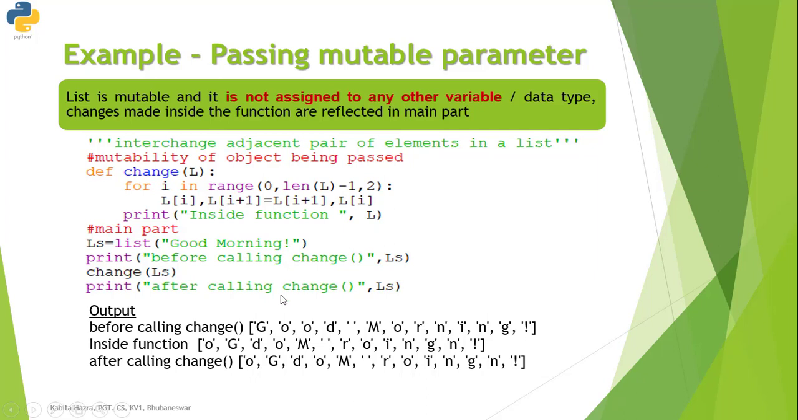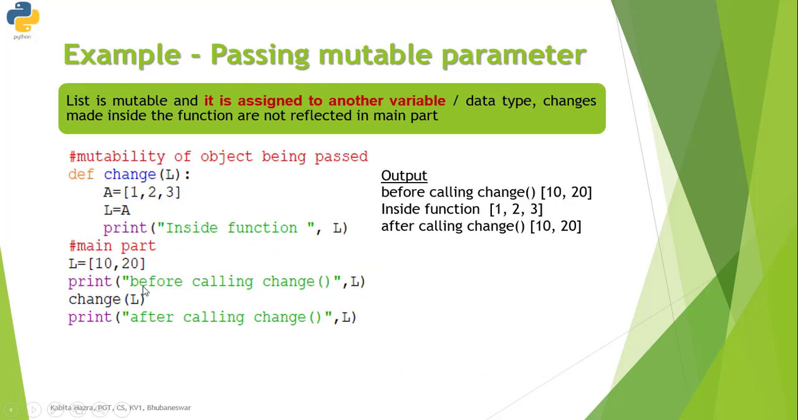Here we have tried to interchange the values of a list. Here we have taken a list which has the individual characters of the string good morning. So before calling, it is showing as good morning. Here we have changed the pair of values, so GO and OG are interchanged. Since the list is mutable, it has changed the elements. And here we have tried to assign to another variable, so there is no change.